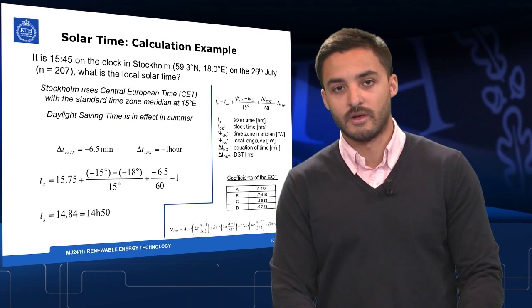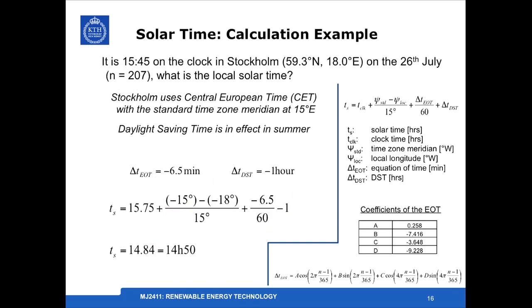Now, to put this into practice, we can have a very simple example in which, by knowing the clock time, we are asked what the solar time is. So if it is 15:45 on the clock in Stockholm on the 26th of July, which can correlate to a specific day of the year, what is the local solar time? The first thing to note is the actual standard time zone meridian for Stockholm. You will notice that Stockholm uses Central European time if you search for it, which means the standard time zone meridian is 15 degrees east. Also, the question is posed for a day in the summer, so daylight saving time is affecting it.